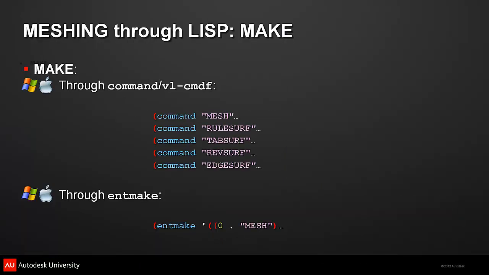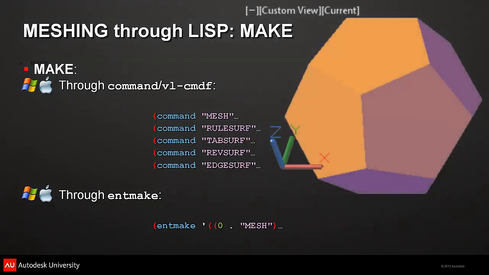We have two ways of making mesh objects through AutoLisp. We can use it as a scripting language to automate the command interface. Or we can use the AutoLisp endMake function to create mesh objects directly without the limitations of the different commands. For example, the dodecahedron shown in the previous slide is practically impossible to generate as a mesh using commands. These two ways of making meshes are available both in the Windows and Mac versions.